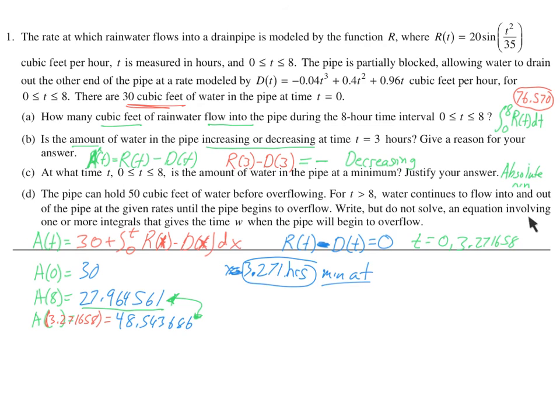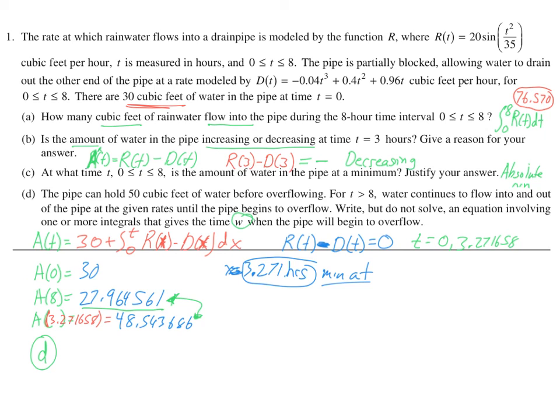Write, but do not solve, an equation involving one or more integrals that gives the time w when the pipe will begin to overflow. Oh, this question needs a letter W for time. So we're going to change some letters here. So I'm going to go to D here, put it down here. Well, isn't this the function for amount? And aren't we looking for when my amount function is equal to 50, because then it'd be overflowing? So aren't I just going to set this equal to 50?